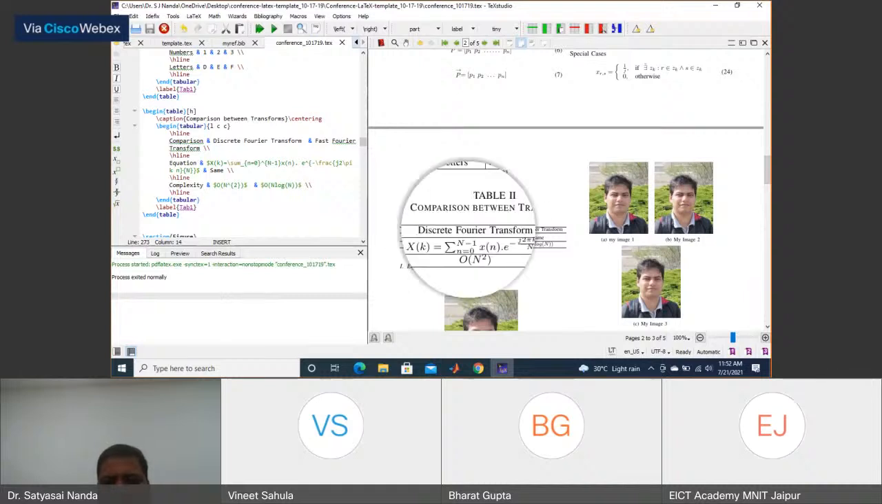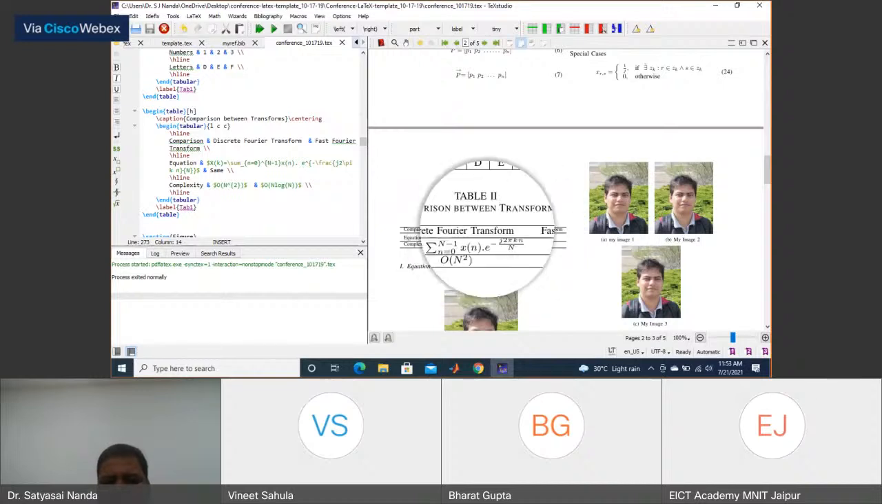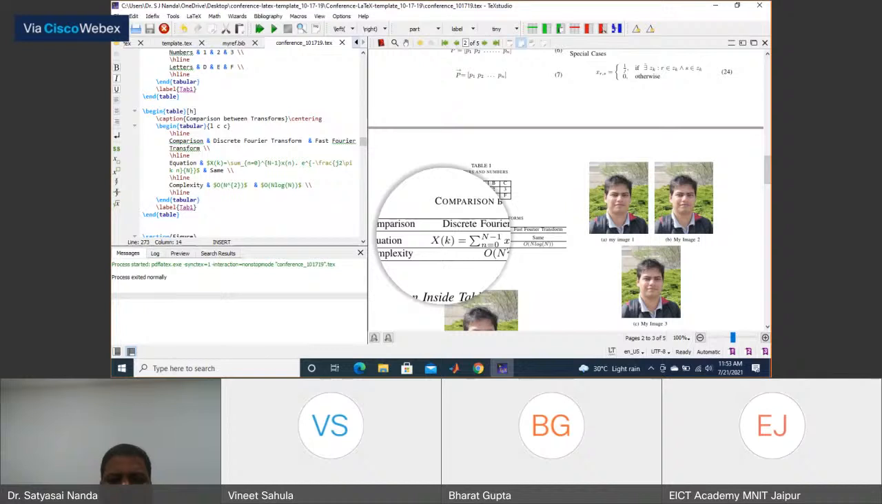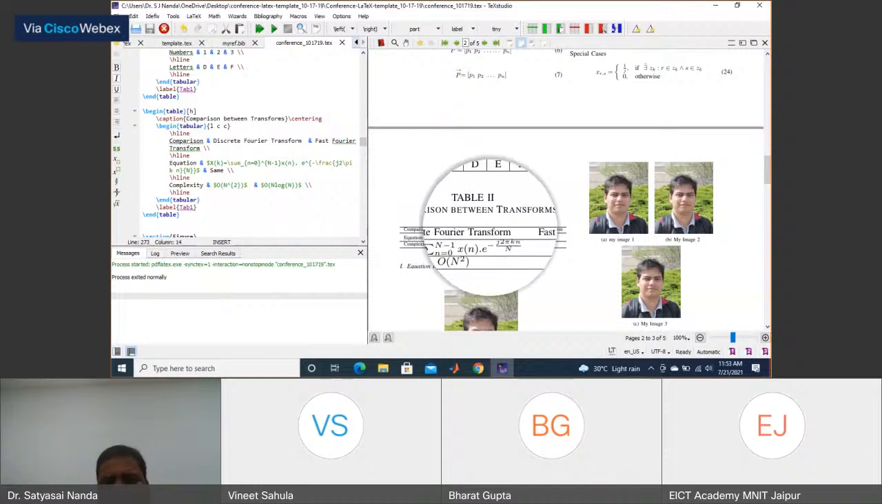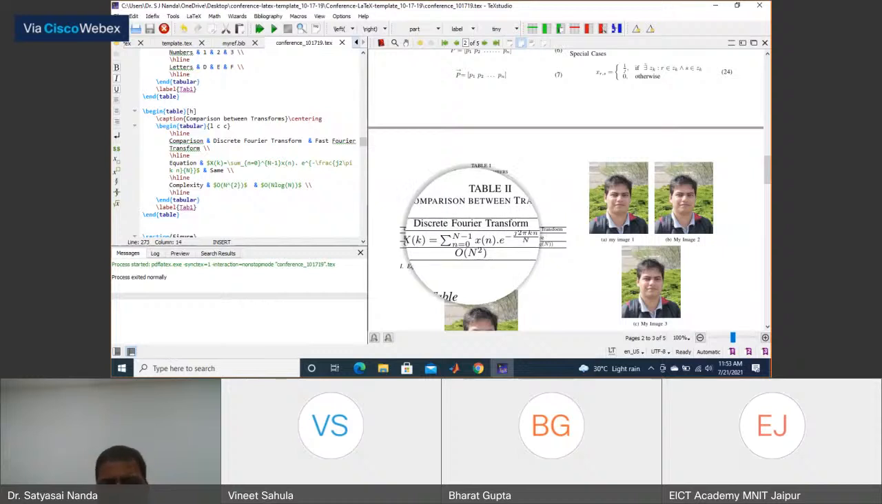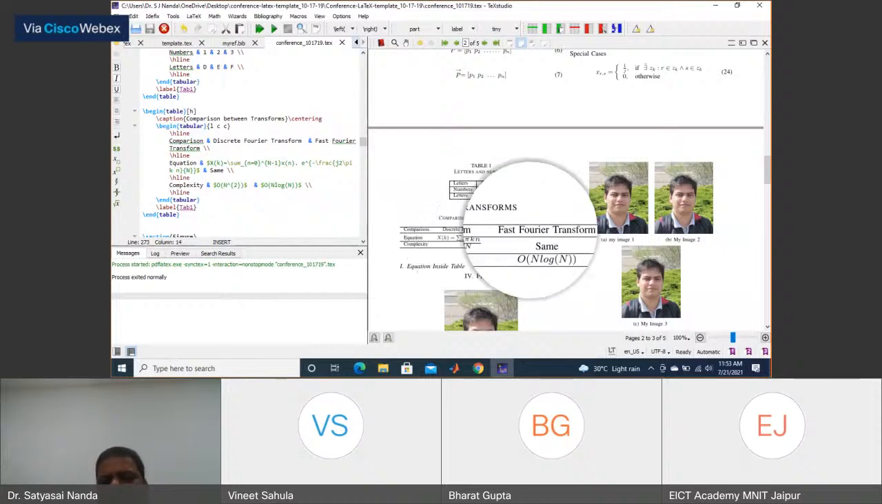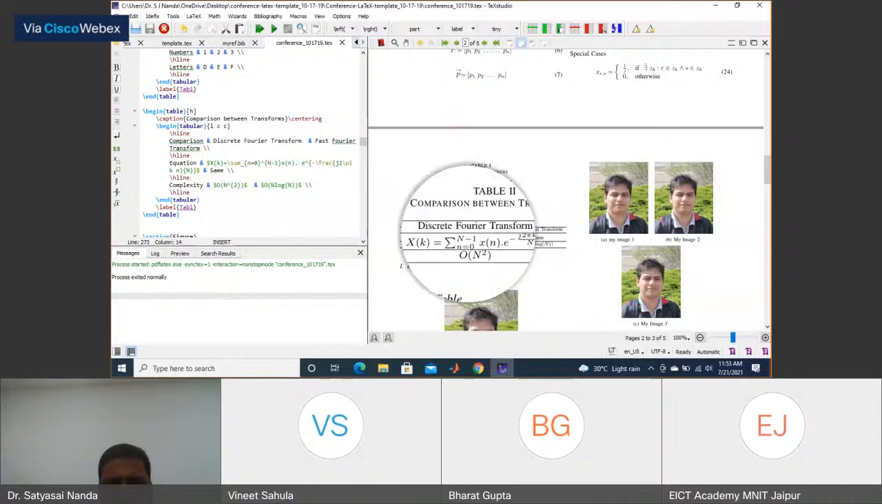And my objective over here is to show you how to write the equations inside the table. So you can observe that in table 2, we are comparing between the transforms. There are two transforms. One is the very popular discrete Fourier transform, and another one is the fast Fourier transform, that is the FFT. DFT and FFT in signal processing both have almost similar expressions, but the computational complexity of fast Fourier transform is lower.